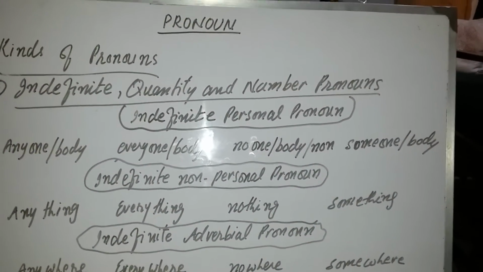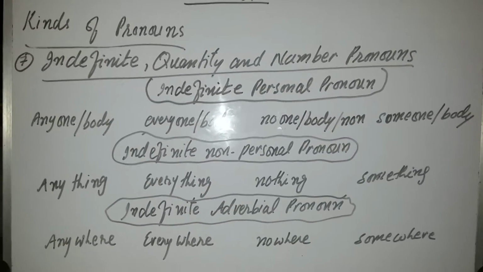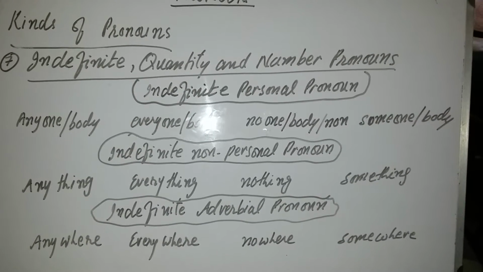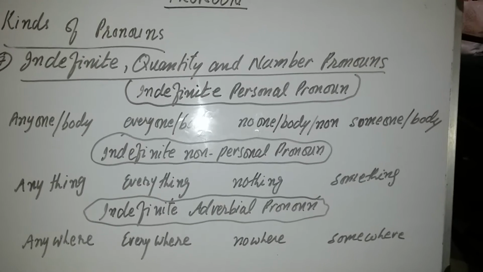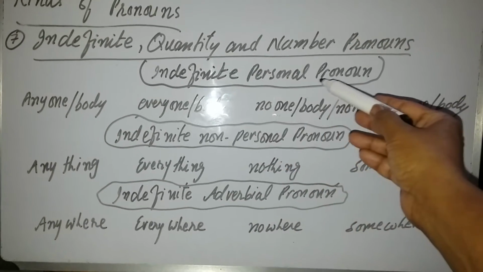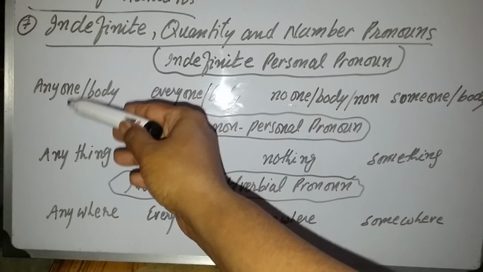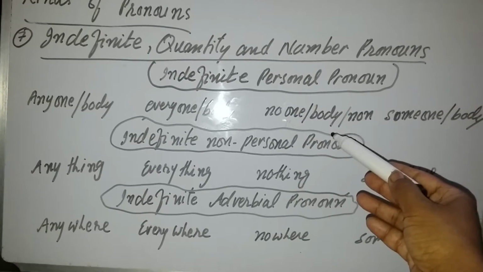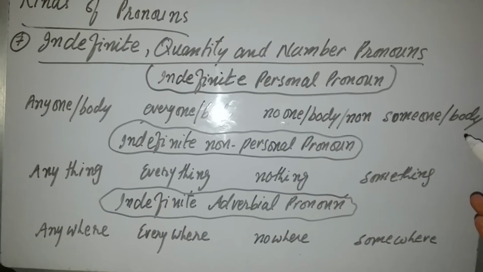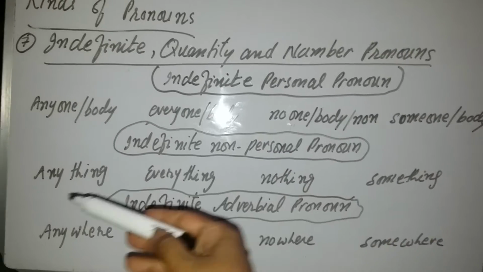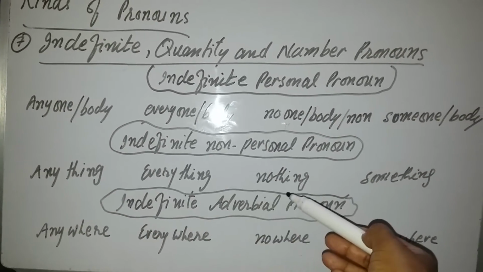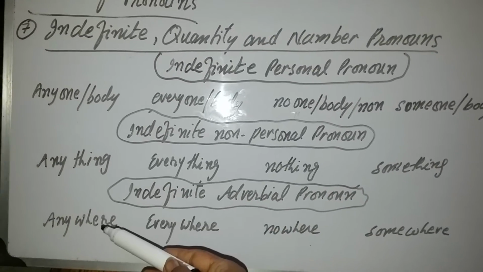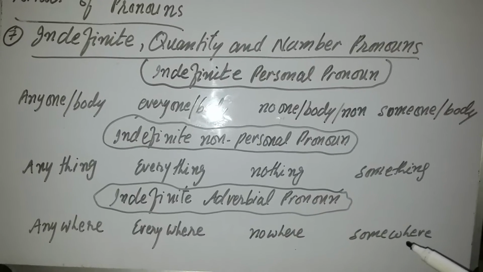Now these are the 3 categories of indefinite pronoun. Number 1, indefinite personal pronoun. Number 2, indefinite non-personal pronoun. Number 3, indefinite adverbial pronoun. In number 1, indefinite personal pronoun, these are anyone or anybody, everyone or everybody, no one or nobody or none, someone or somebody. In indefinite non-personal pronoun, there will be anything, everything, nothing, or something. In indefinite adverbial pronoun, there will be anywhere, everywhere, nowhere, and somewhere.